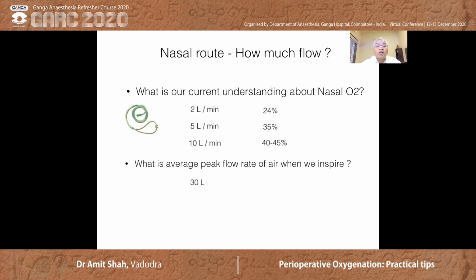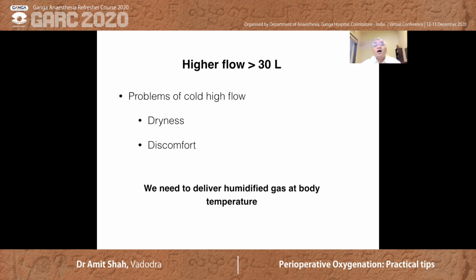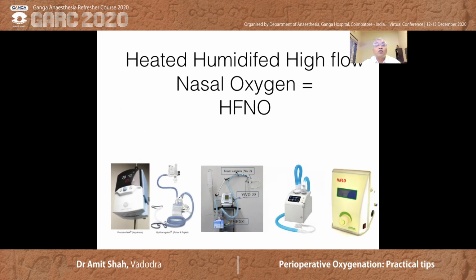To do that, we have to consider the average peak flow rate of air when we inspire, which is roughly 30 liter per minute. If we can provide an oxygen flow rate higher than that, then the oxygen concentration can be increased. But the higher oxygen flow rate with the current system produces dryness and discomfort. So what we need to do is deliver humidified gas at body temperature. The gas needs to be heated and humidified. And that is how our current concept of heated, humidified, high flow nasal oxygen, that is HFNO, came.